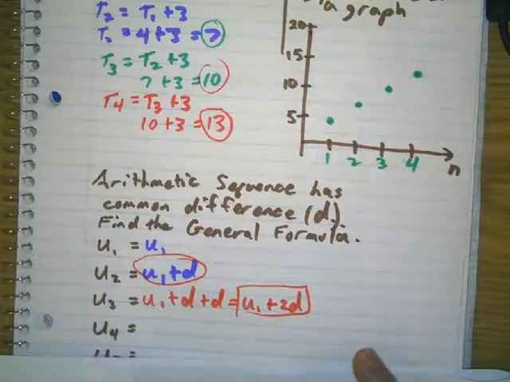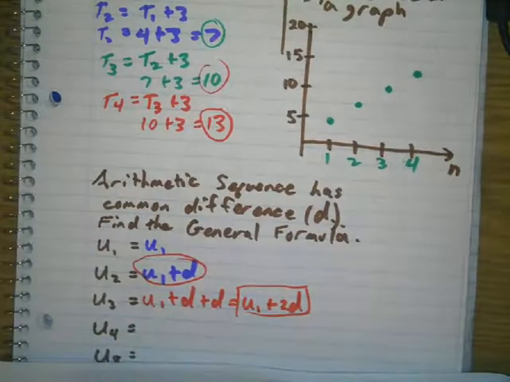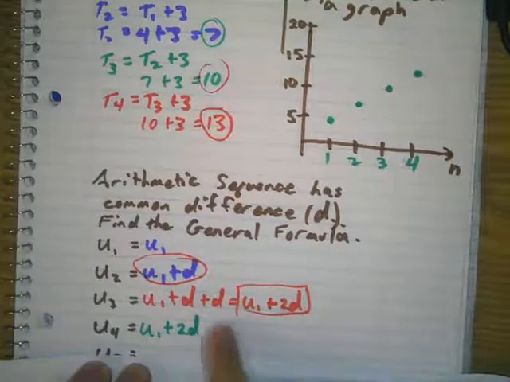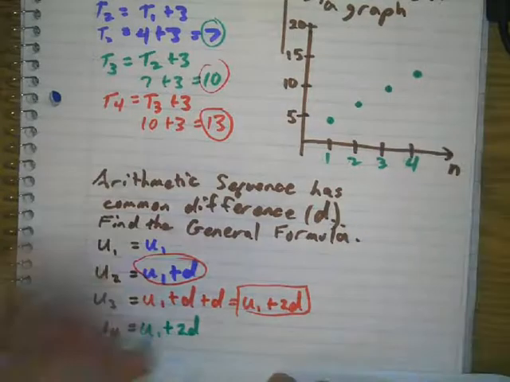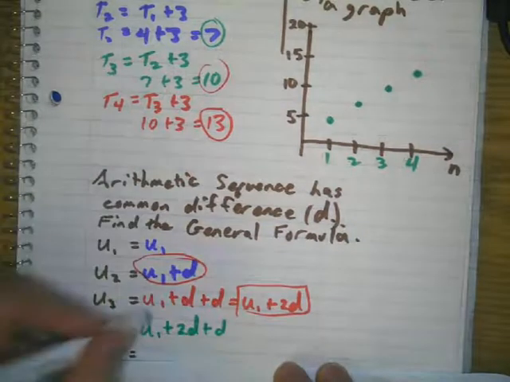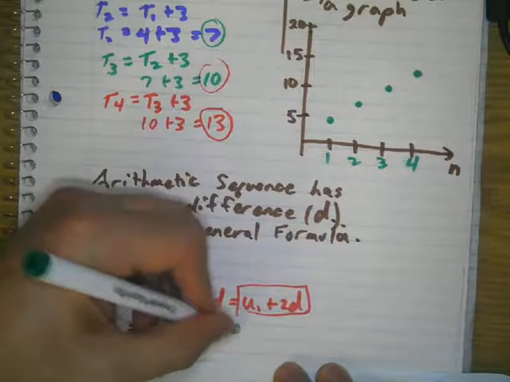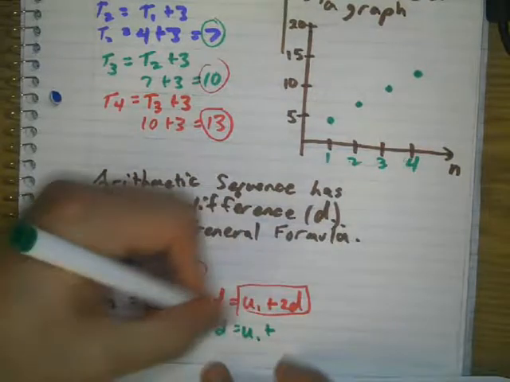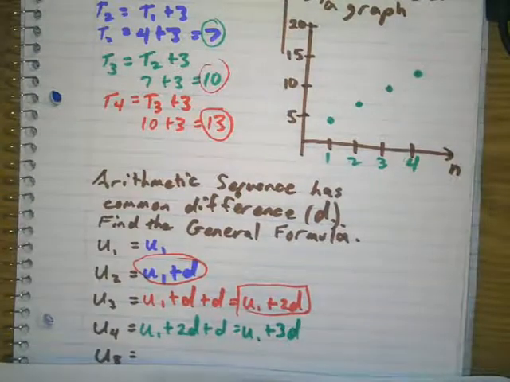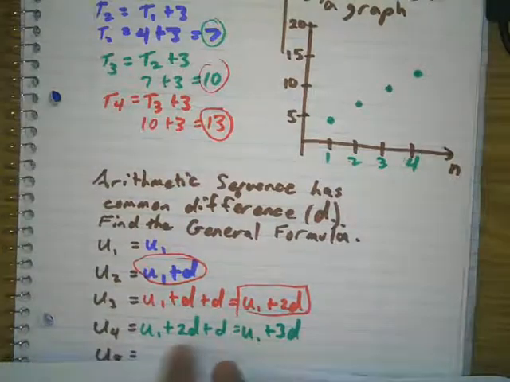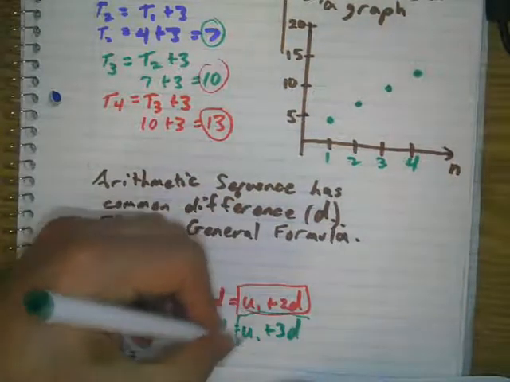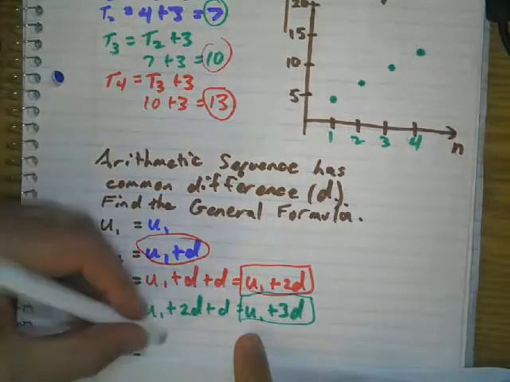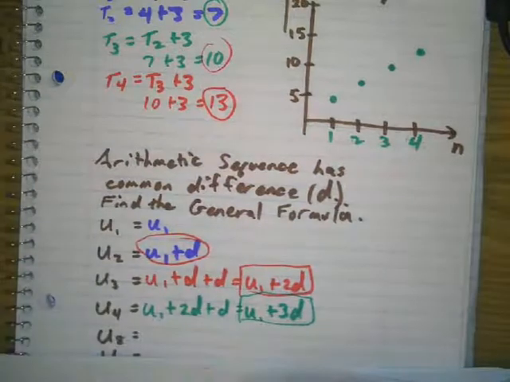The fourth term is equal to this value, u sub 1 plus 2d, and we're adding an additional d, right, to go that much higher. So we're adding d to this value, which is equal to u sub 1 plus 3d. So let's look at this relationship. If u sub 4 is equal to u sub 1 plus 3d, the eighth term should be equal to, make a guess, think about it.